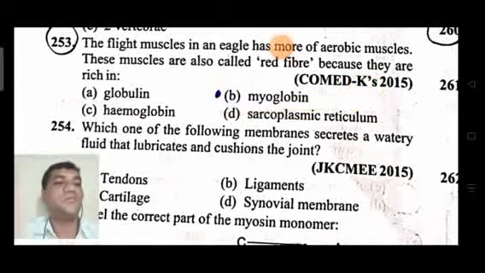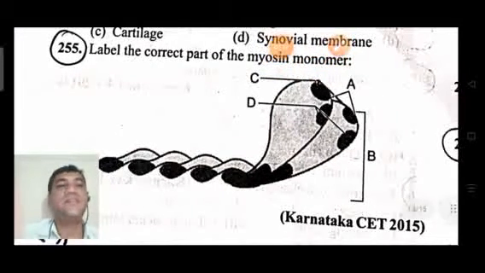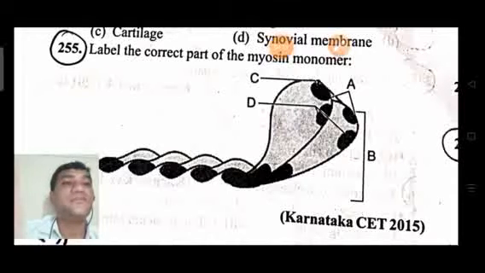Next, in the figure you are seeing, that is a meromyosin component. This meromyosin has two heads. The heads have two spots. One is called the ATP binding site, and the other is called the actin binding site. The two they are showing are the heads of the meromyosin, and B is showing the short arm formation.